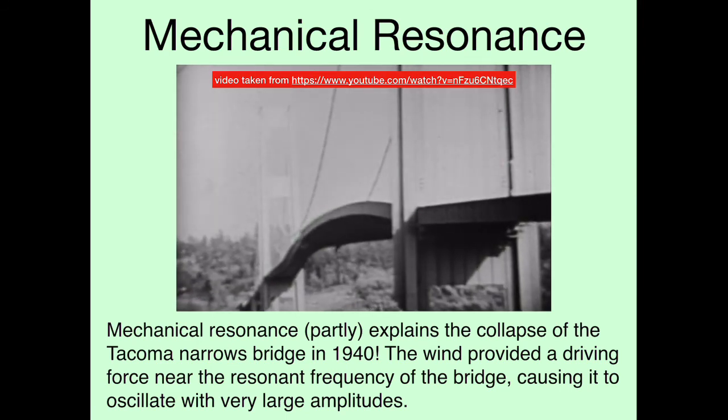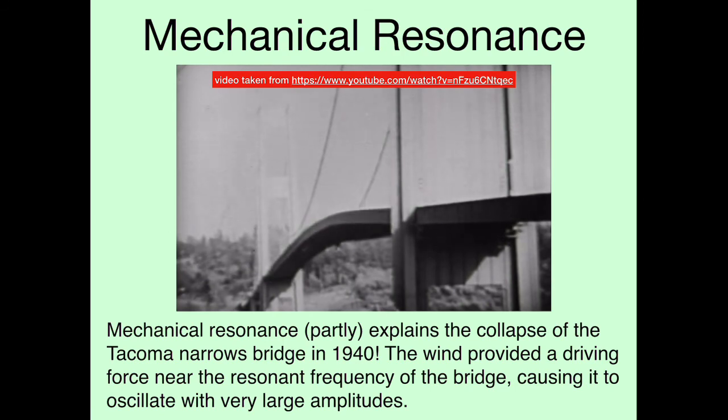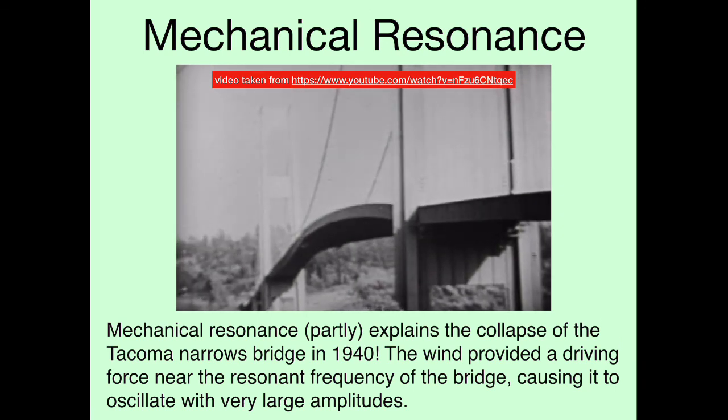They didn't account for the fact that the local weather could actually drive the bridge to vibrate at its resonant frequency. And as a result, they didn't see what could happen to make this catastrophic failure. So these oscillations were so large, the amplitudes were so large that eventually it just destroyed the bridge altogether, caused it to collapse.